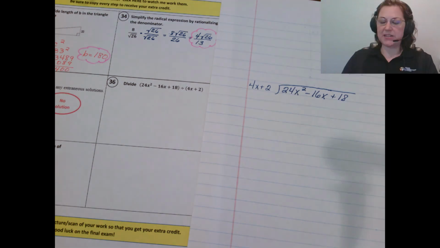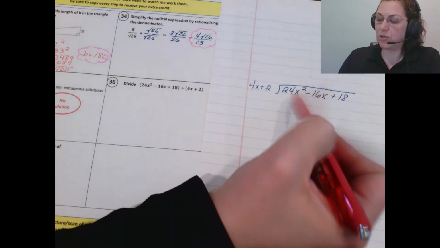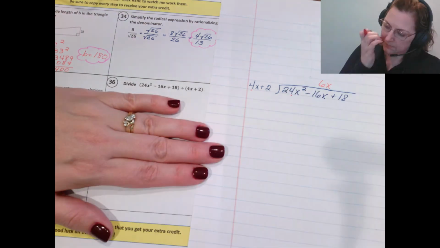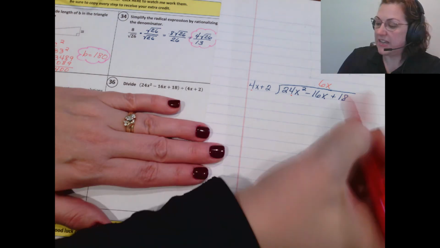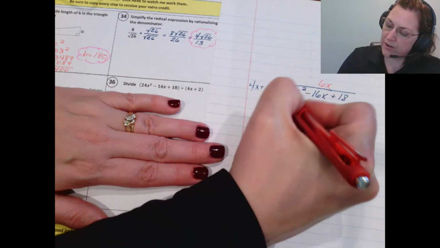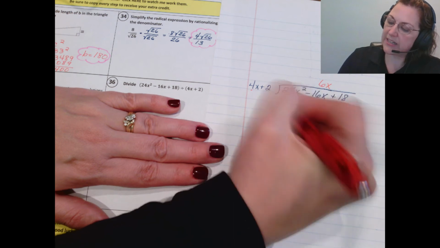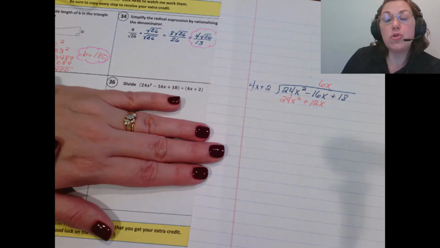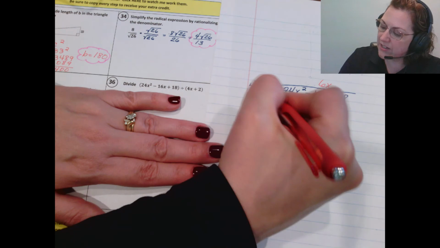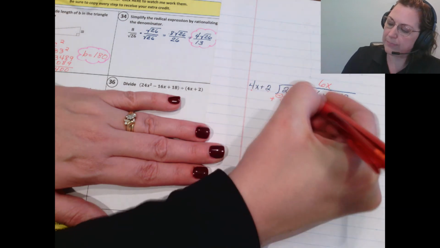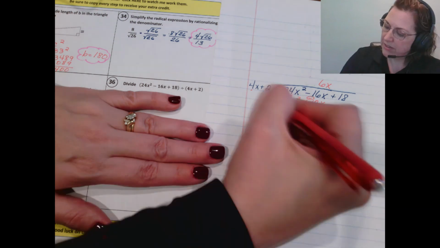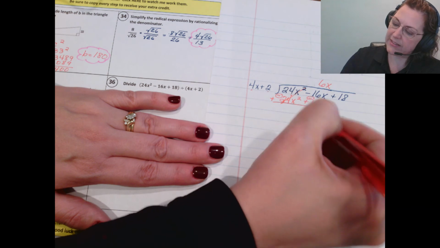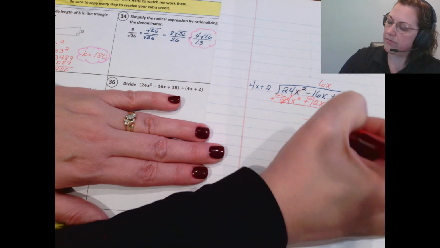And now I'm going to ask myself, what times 4x would give me 24x squared? Well, that would be 6x. Now let's multiply. 6x times 4x is 24x squared. 6x times 2 is 12x. Now in algebra, normally we would subtract, but in algebra, it's easier to add and change all the signs. So I'm going to do that. These two will cancel. That leaves me with negative 28x, and I'm going to bring down the 18.